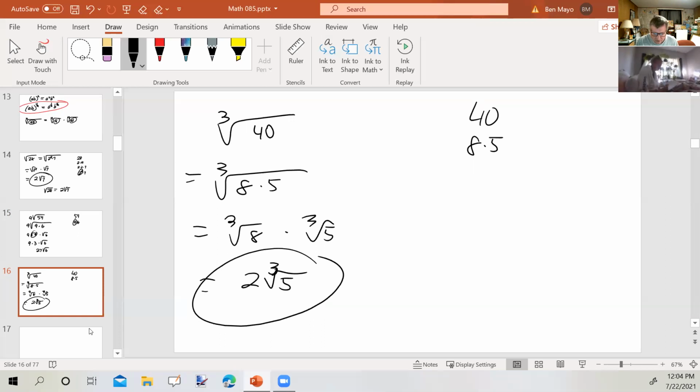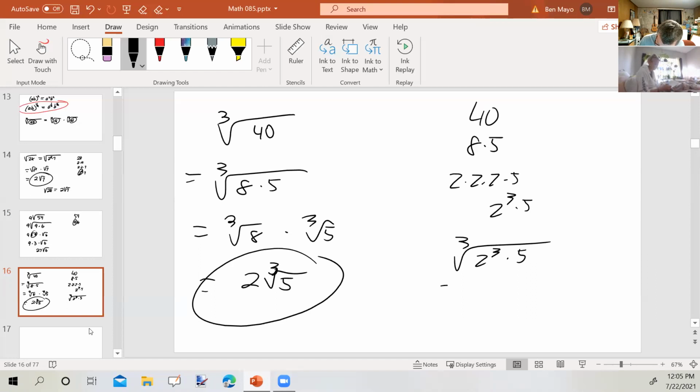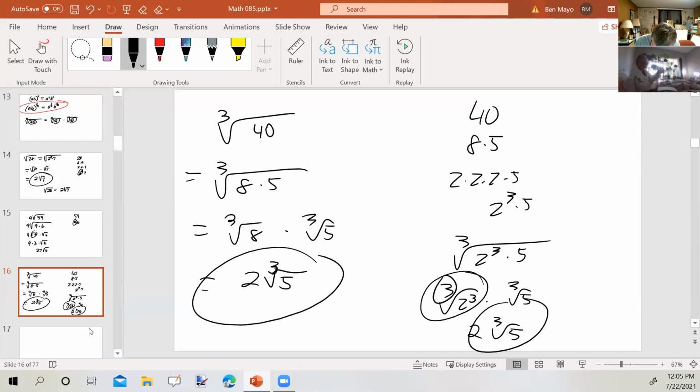So we're trying to match the index with the exponents inside. Okay, so in fact here, let's go further with this. So this would be 2 cubed times 8. So I could have written that as the cube root of 2 cubed times 5. So then the cube root of 2 cubed times the cube root of 5. The cube root of 2 cubed is 2 outside, because the index and the exponent reduce down to 1 over 1. 2 to the 1 power is just 2. Okay. All right.